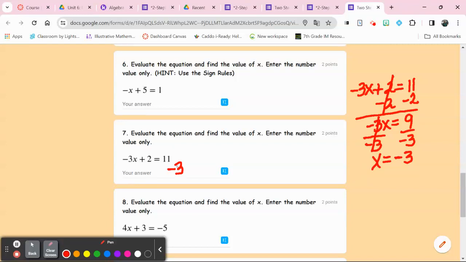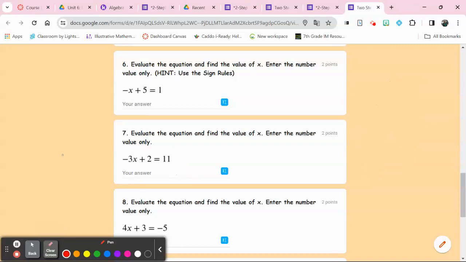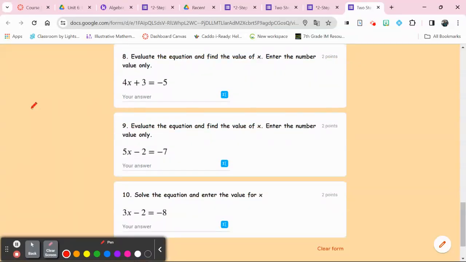If you need to pause, please do so. I'm going to go ahead and clear the screen in 2, 1, 0. All right, let's move down to the next problem, number 8. We have 4x plus 3 equals a negative 5.